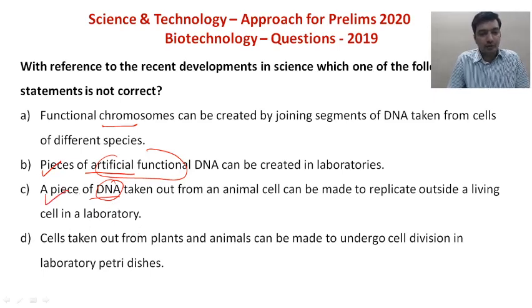Then cells taken out from plants and animals can be made to undergo cell division in the laboratory petri dishes. What are we talking about here? Can we multiply cells outside the body? Yes, we can. This is tissue culture. They're talking about lab meat, clean meat. This is all about this.